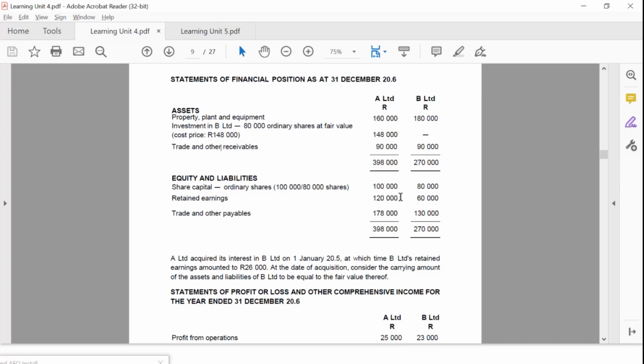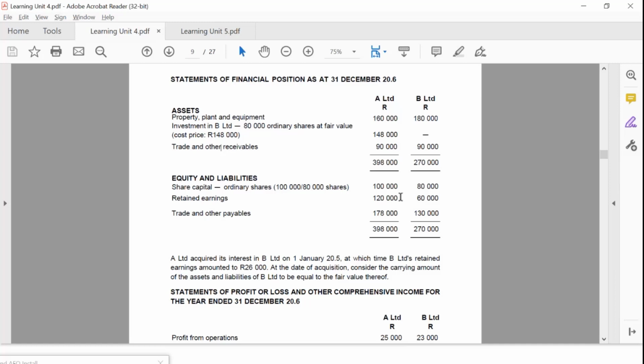What did they give up for them to get that cash? They gave up their share capital. They give them shares. So credit share capital of 80,000. Then credit retained earnings of 26,000. Right? That is the entry they would have passed in their own books.